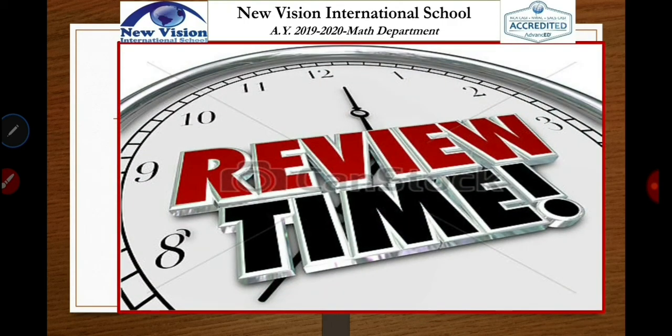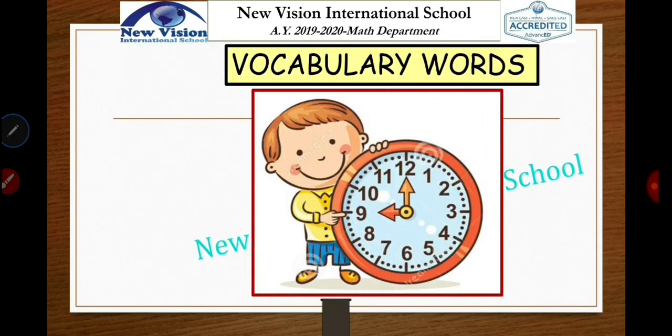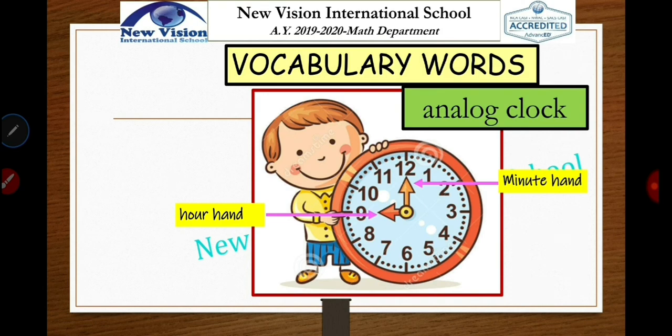All right, but first let us have a review, okay? Let's have a review for the lessons that you had about time before. We have first the vocabulary words. Now we have the shorthand, which is called the hour hand. And this longhand, which is called the minute hand. So this is what we call the analog clock. Repeat after me, analog clock.